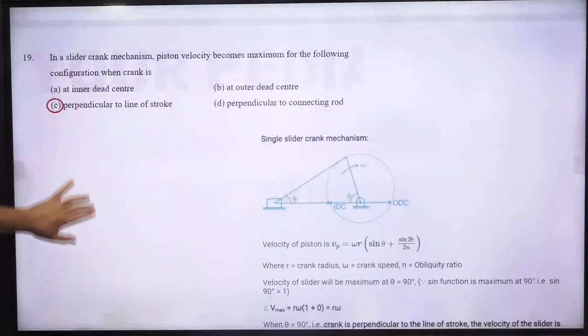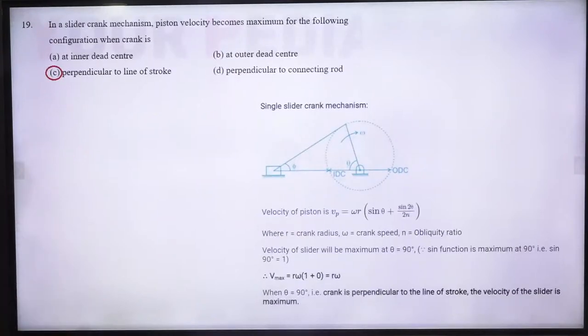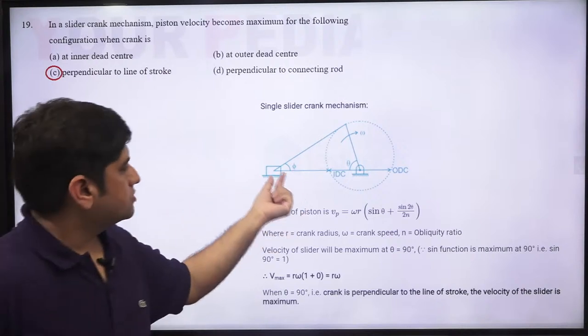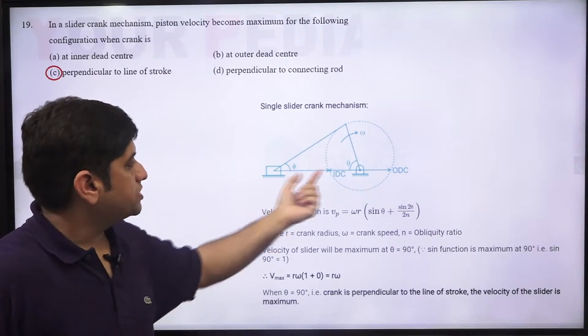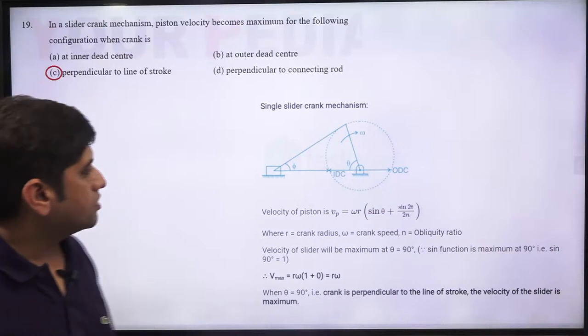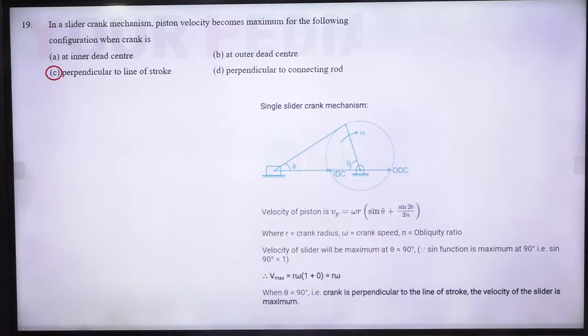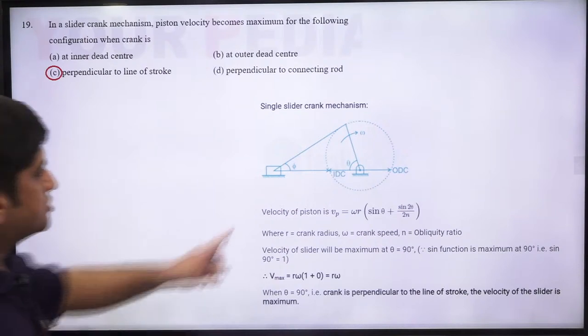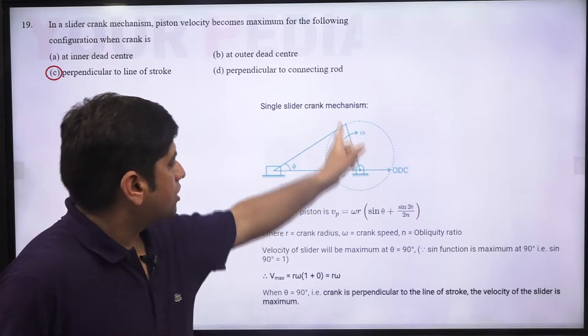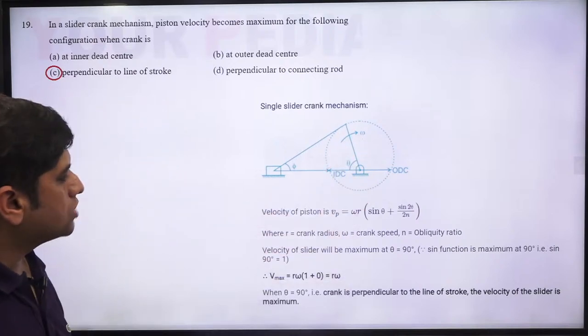Maximum velocity is obtained. This is the formula all of you know. So the velocity of piston, this is the piston, velocity of piston with respect to this theta can be calculated like this. When the theta becomes 90 degree, you get maximum velocity. That means crank, which is this element, is perpendicular to the line of stroke.